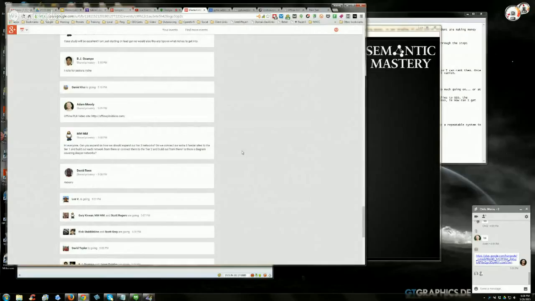Okay. I'm going back. I was dealing with some other stuff. Okay, so Keith was asking, hey everyone, can you expand on how we should expand our Tier 2 networks? Do we connect our extra 3 feeder sites to the Tier 1 and build out each network from there, or connect them to the Tier 2 and build out from there? Is there a diagram covering deeper networks?